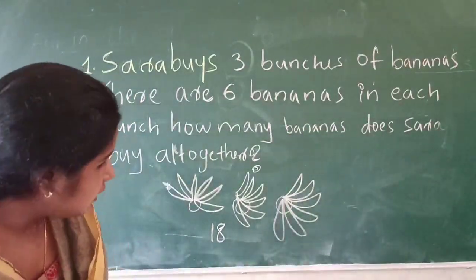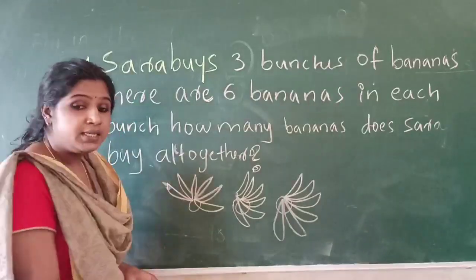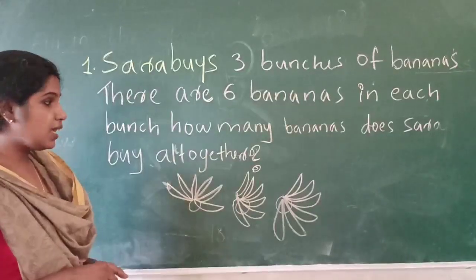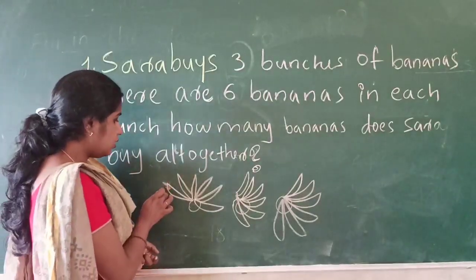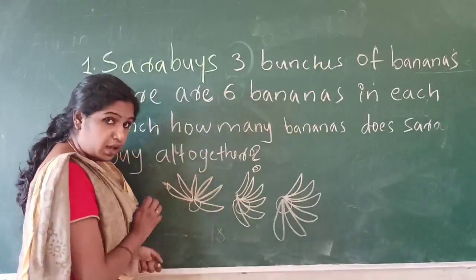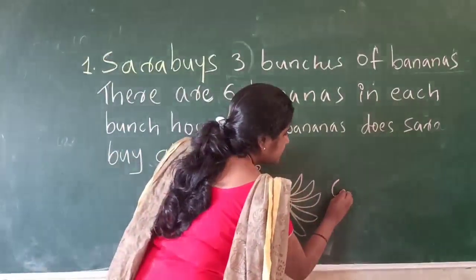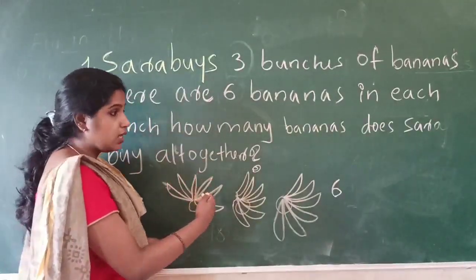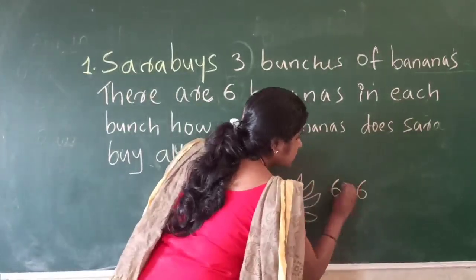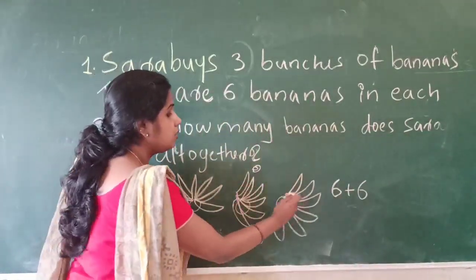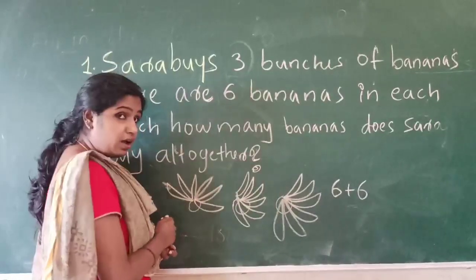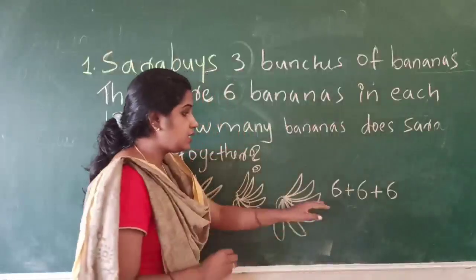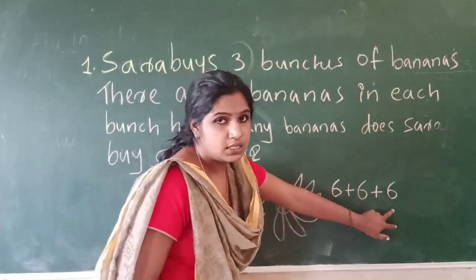Then can you say it in a multiplication way? How can we say? Here this bunch has 6 bananas. Let's write it as 6. Then again this bunch has 6 bananas. Then 6 plus 6. Then again this bunch of bananas has 6 bananas. Then we write it as 6. So we get 6 plus 6 plus 6.